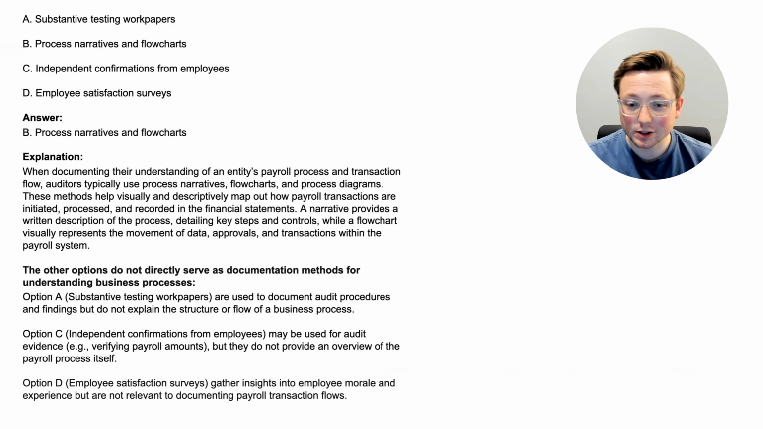They do not directly serve as documentation methods for understanding business processes. So option A, substantive testing work papers, are used to document audit procedures and findings, but do not explain the structure or flow of a business process. Now option C, independent confirmations from employees, may be used for audit evidence, such as verifying payroll amounts, but they do not provide an overview of the payroll process itself. And then option D, employee satisfaction surveys. They gather insights into employee morale and experience, but are not relevant to documenting payroll transaction flows.